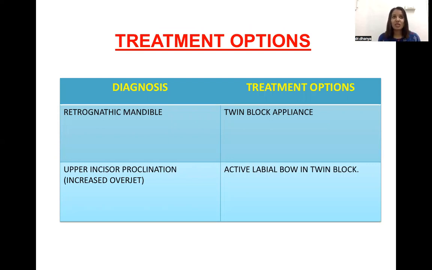Okay, so this is a complete packed knowledge about the treatment using twin block therapy. I hope everyone understood a bit. Thank you so much.